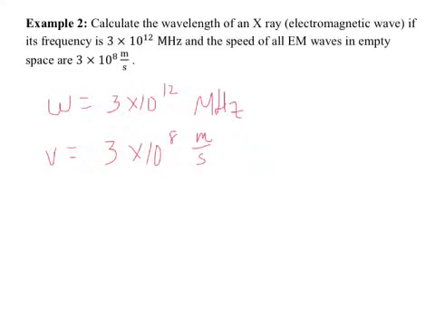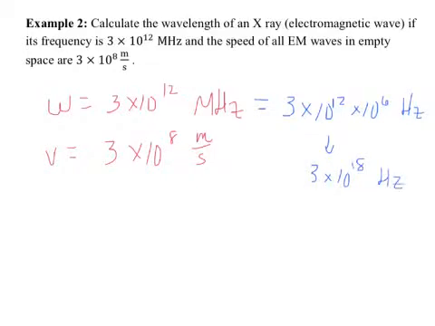What we want to notice right away is that we have megahertz here, so we should indeed convert that. Well, mega is times 10 to the 6. So this is really 3 times 10 to the 12 times 10 to the 6 hertz. That's what a mega is. So this is really times 10 to the 18. So we're going to solve for our value of lambda, the wavelength, right? Lambda is the question.